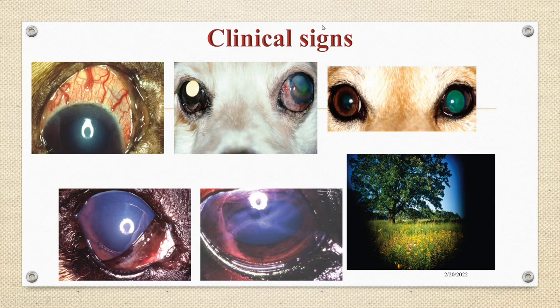So coming to the clinical signs of glaucoma, we can see episcleral injection, which we can call red eye. Here you can see the enlargement of the eye, otherwise big eye, buphthalmos, and here the dilatation of the pupil, and here we can see the corneal edema, which we can call blue eye, and peripheral loss of vision. These are the typical clinical signs related to glaucoma. To remember easily, we can say red eye, big eye and blue eye with mydriasis.